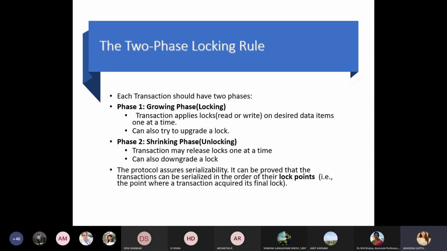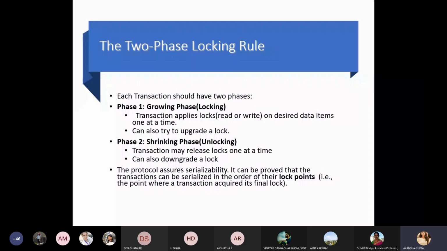So we have two phases for the two-phase locking rule. If all the locking operations precede the first unlock operation in a transaction, such a transaction can be divided into two phases: the expanding or growing phase, during which new locks on items can be acquired but none can be released, and second, a shrinking phase, during which existing locks can be released but no new locks can be acquired. If lock conversion is allowed, then upgrading of locks must be done during the expanding phase and downgrading of locks must be done in the shrinking phase.